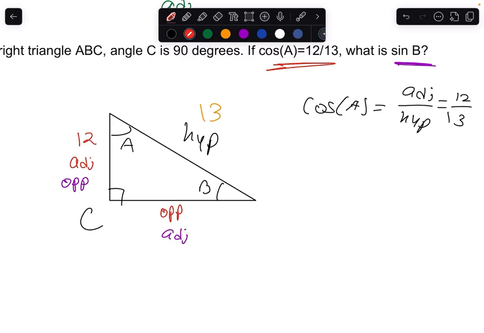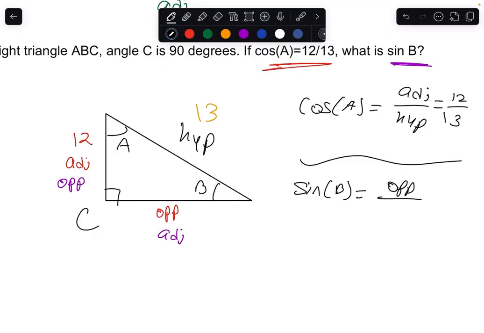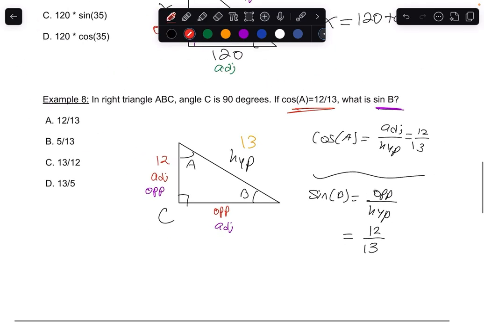What is the sine of B? By definition, sine is your opposite over hypotenuse. So the side that is opposite of B is 12, and the hypotenuse is 13. So actually, it's also 12 over 13. So this answer is 12 over 13 as well. So the cosine of an angle is the same thing as the sine of the other angle. The cosine of A was equal to the sine of B.